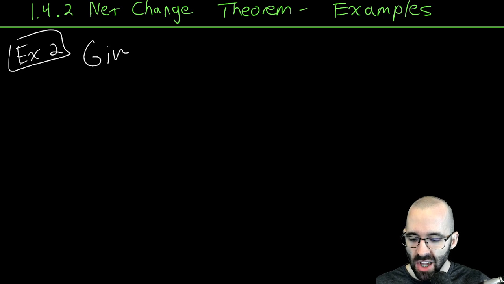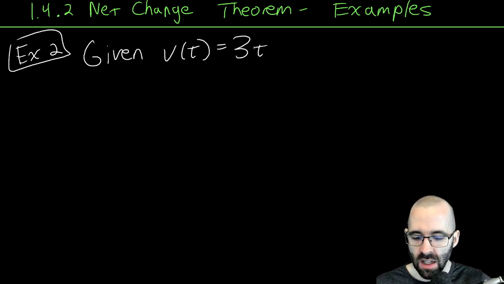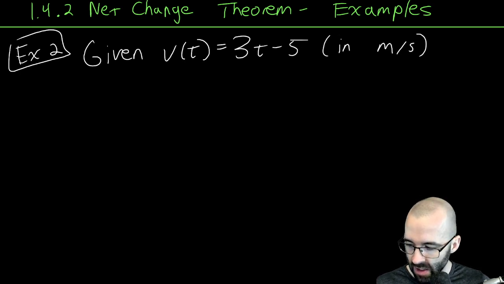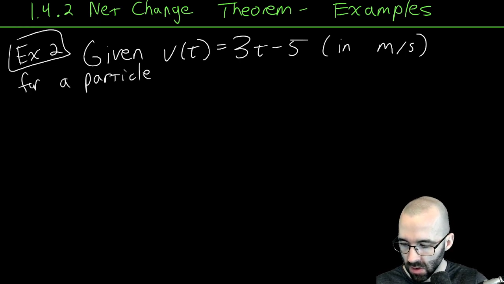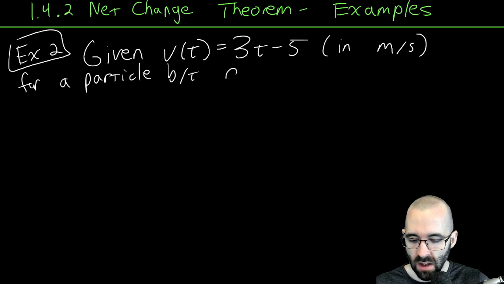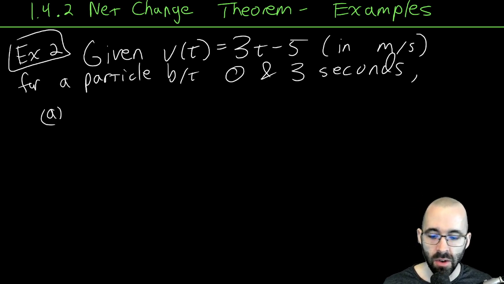And that says, given a velocity function, and let's say this velocity function is v of t equals 3t minus 5, and that's given in meters per second. So given this velocity function for a particle between 0 and 3 seconds, I'm going to ask you some questions about this, starting with part A.